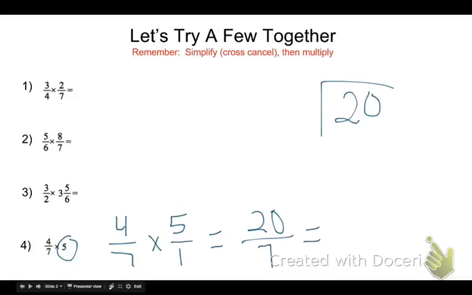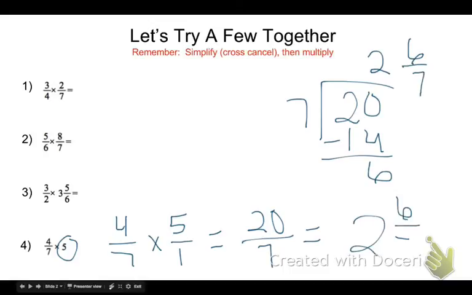by dividing. So I'll do 20 divided by 7, which is 2 times 7 is 14. That's as close as I can get. I'll subtract, and I get 6. That's my numerator. The divisor 7 is my denominator. My final answer is 2 6/7. Again, you cannot have an improper fraction as the final answer. You must change it to a mixed number.